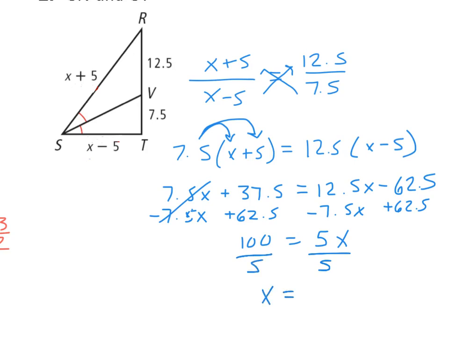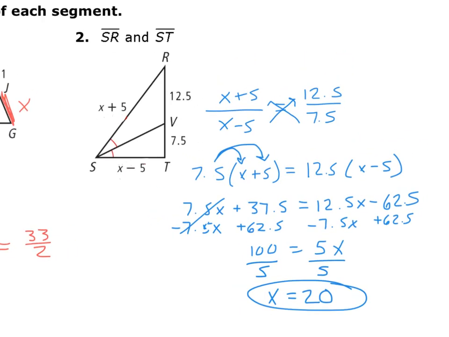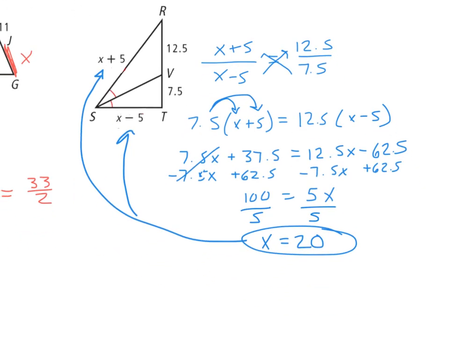What'd you guys get for x? 20. Our question's asking us for SR and ST. So we just need to plug it back into SR and ST. So we have 20 plus 5 here, which would be 25, and 20 minus 5, 15. Good job.